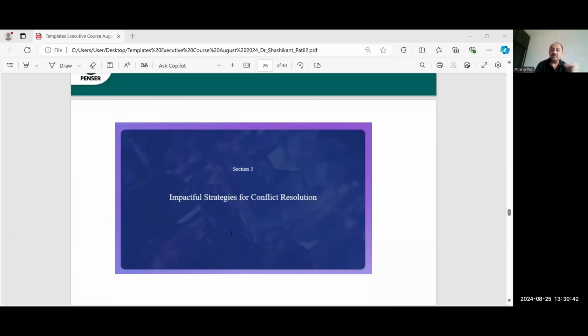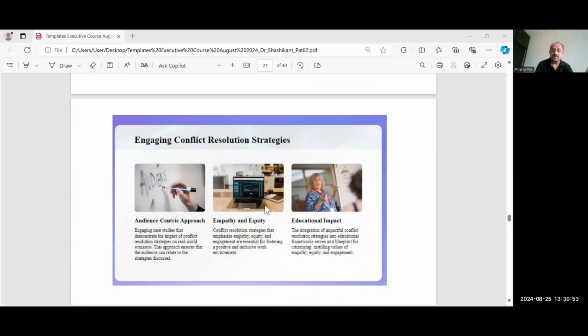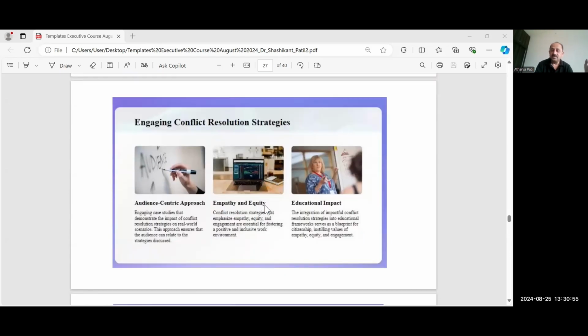Now, we'll come to the impactful strategies for conflict resolution. And along with that, we are also discussing assessment. So this is the last section of your session. If you have effective resolution strategies, then you have to engage your individuals and professionals in conflict resolution strategies, and train them to deal with stress and different scenarios, difficult situations, dynamic situations.